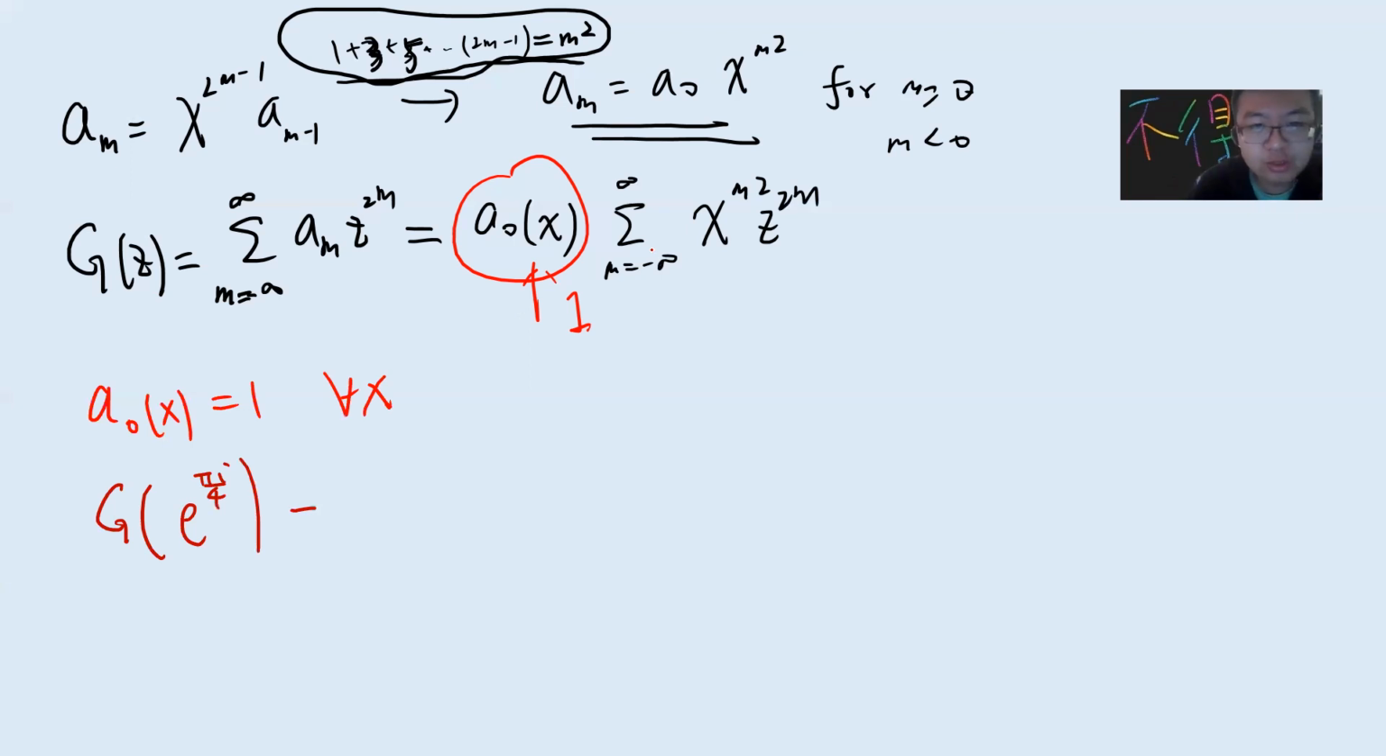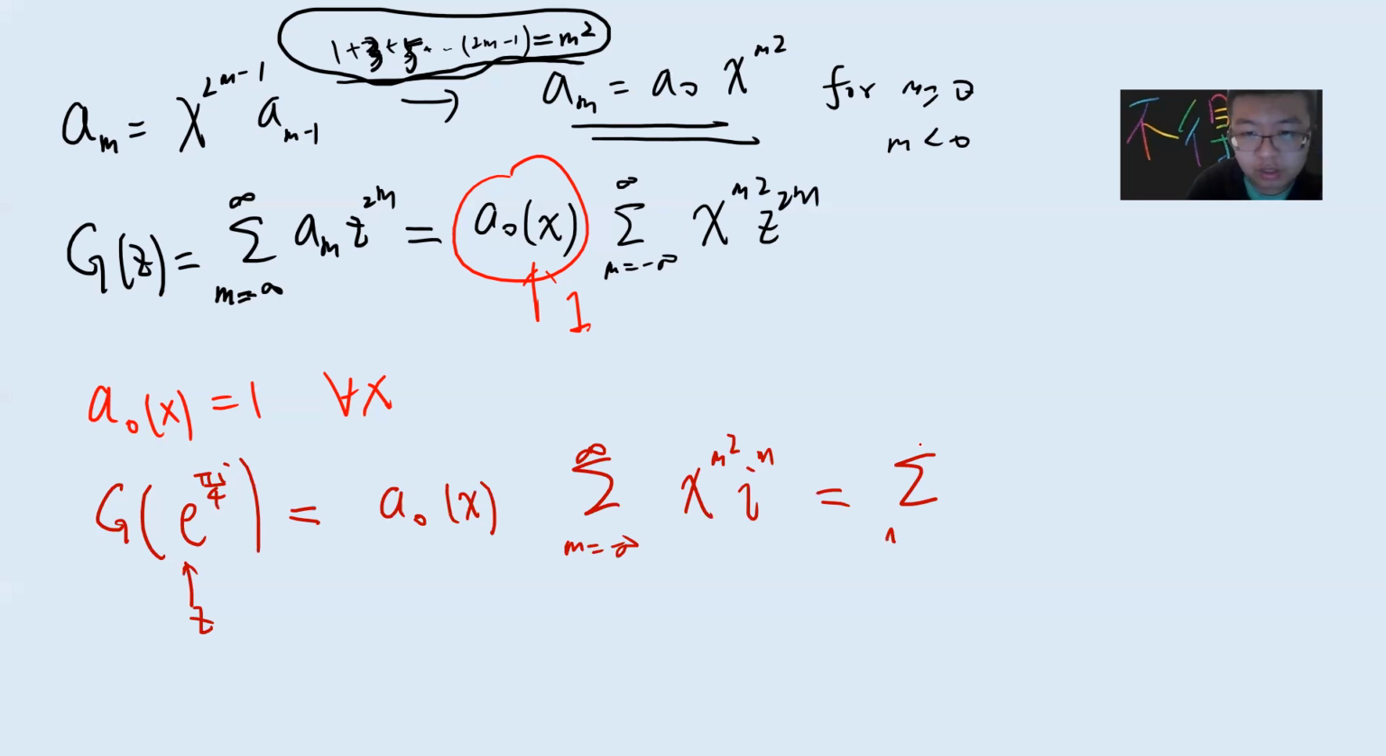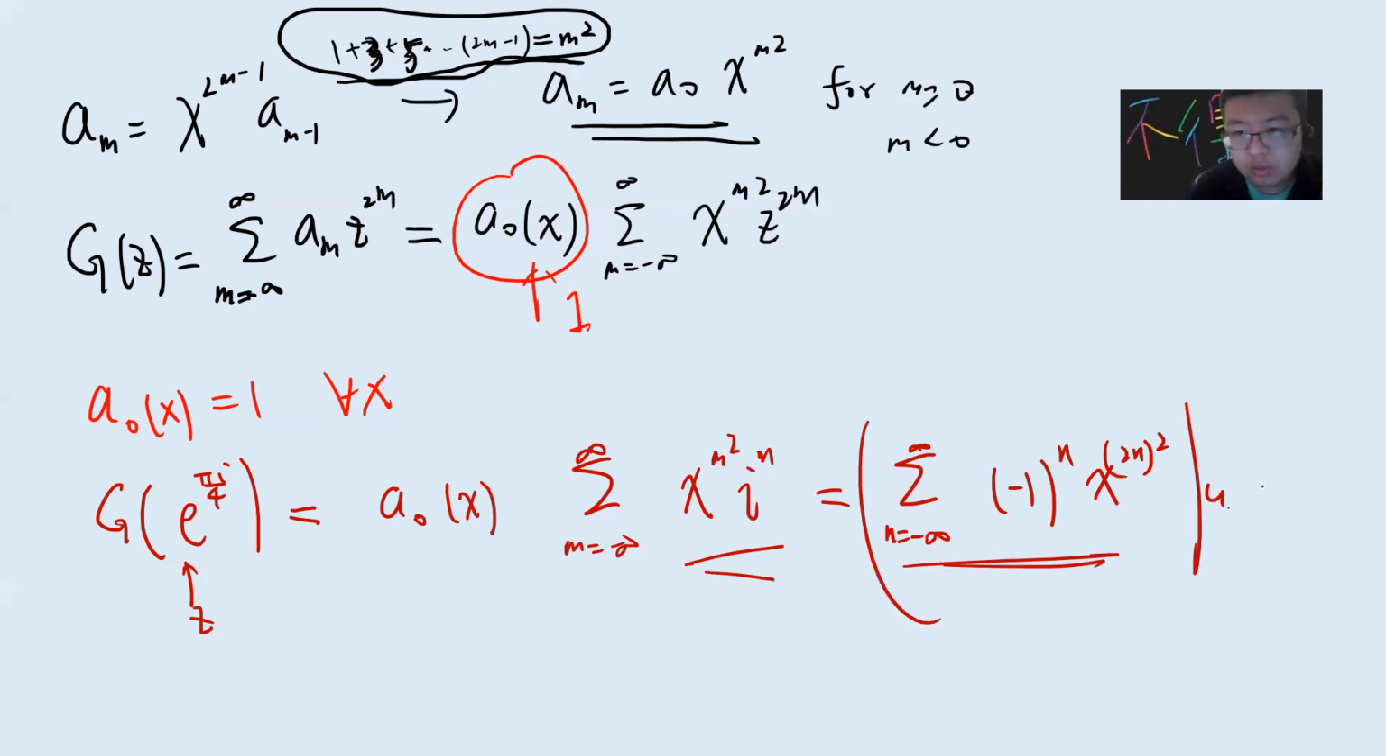Okay, so let's try to see this. So I use z equal to this. If you do this, then you get a_0(x) times the sum over m from negative infinity to infinity of x^(m^2) i^m. It also equals the sum over n from negative infinity to infinity of (-1)^n x^(n^2). This is the definition, and for this one you just see that i^m is negative i^(-m) if m is odd.